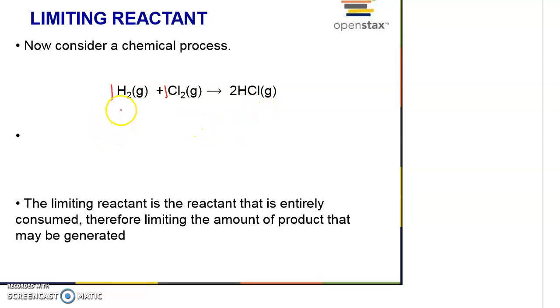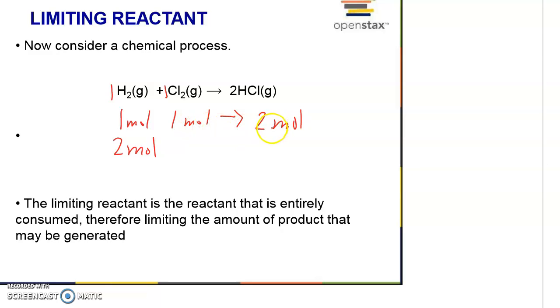Let's say I have 1 mole of hydrogen, it will react with 1 mole of chlorine. That's what this coefficient here means. And it's going to yield 2 moles of hydrochloric acid. What happens if I put additional hydrogen in it? Let's say I put 2 moles of hydrogen in it while keeping the chlorine at just 1 mole.